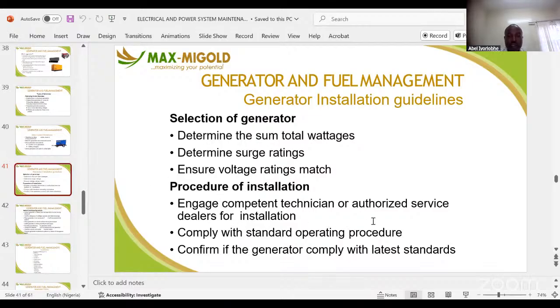Procedure for installation: engage a competent technician or authorized service dealer for your installation. Comply with standard operating procedure. Confirm if the generator complies with the latest standard. What does that mean? We are pushing for a cleaner environment. Ozone layer depletion has been a problem in recent time. So we want a generator that is eco-friendly, that emits clean emissions to the atmosphere, complying with the latest standard.